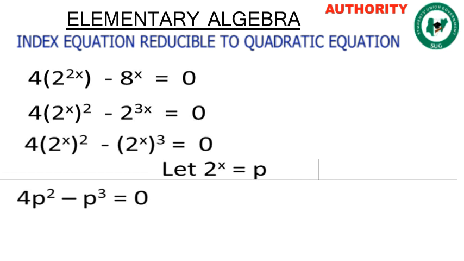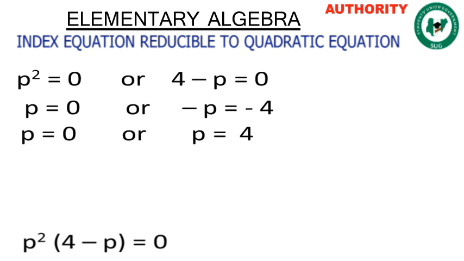From here, let's factor out. What do they have in common? They have p squared in common. So we'll factor out p squared in 4p squared, we'll have 4 remaining. Then we'll factor out p squared in p cubed, we'll have p remaining, so that p squared multiplied by 4 gives 4p squared, and p squared multiplied by p gives p cubed, equal to 0. Now we'll say p squared is equal to 0 or 4 minus p is equal to 0.